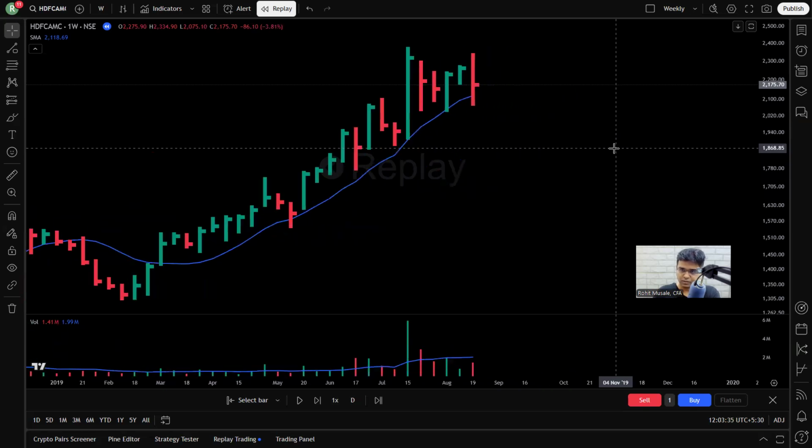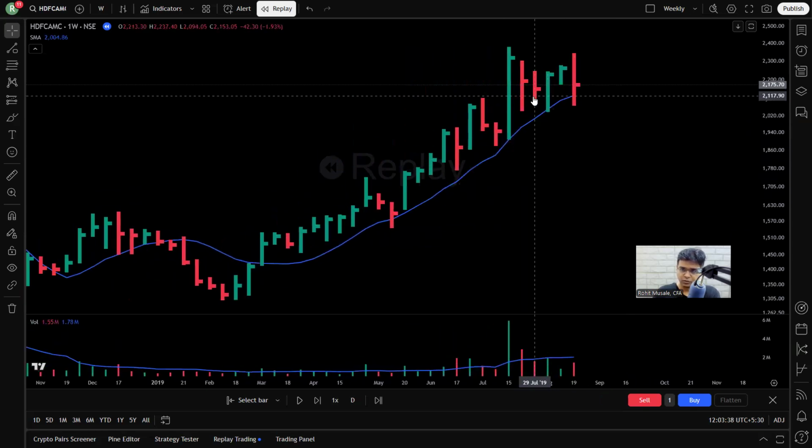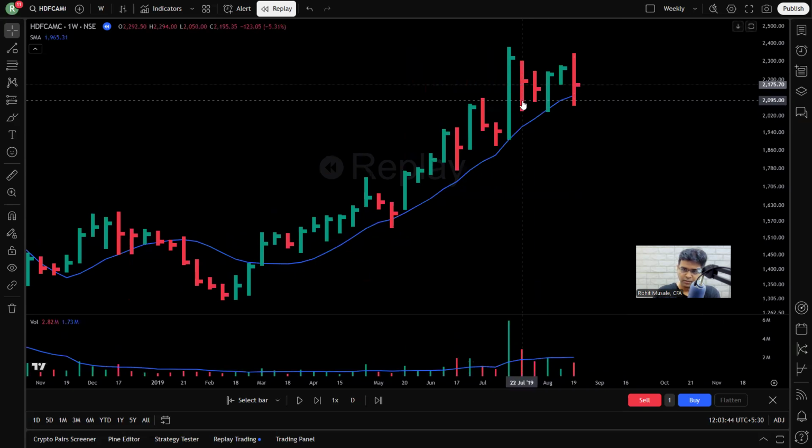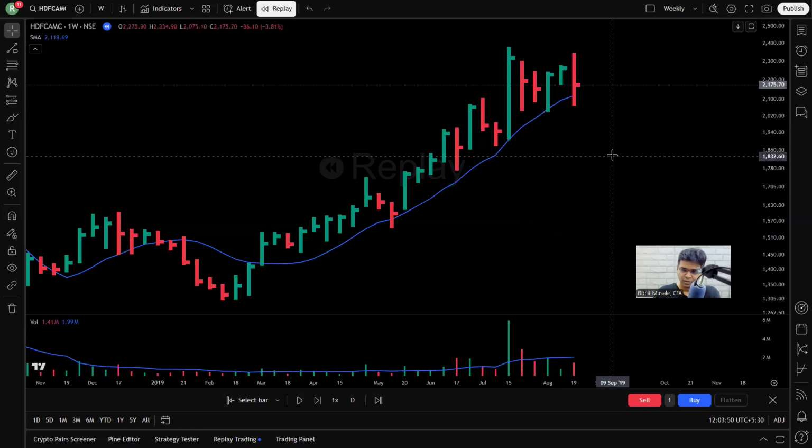Moreover, how many red bars? 1, 2, 3. How many low volume? 2 are low volume and 1 is high volume. However, this high volume red bar has a strong closing because the closing is above the midpoint of that bar. So all the three red bars are in our favor, which means this reduces our risk in the base.